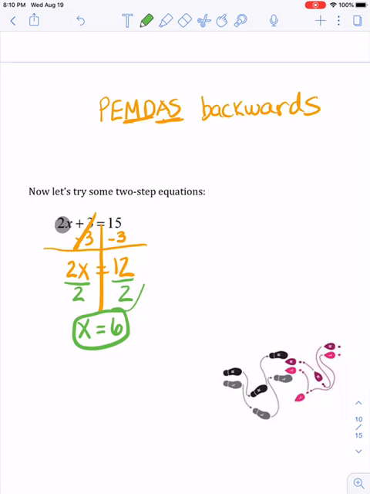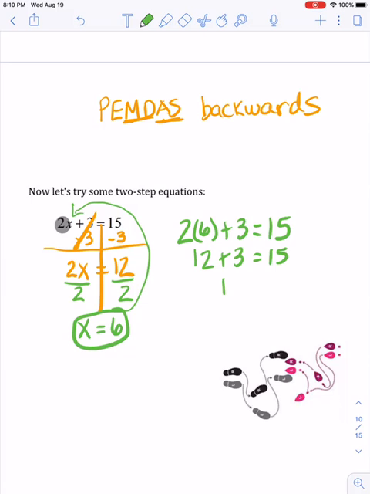Especially with two-step problems, it's nice to go back and check your answer. So it says 2 times x plus 3 is equal to 15. Well, we just said we think x is 6. So if I check, again, now doing PEMDAS the normal way because I'm not trying to undo it to get the variable by itself, I get 12 plus 3 is equal to 15. So I get 15 equals 15. So that means I did it correct. X equals 6 is the correct answer.